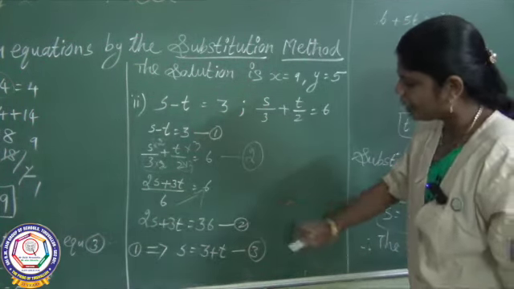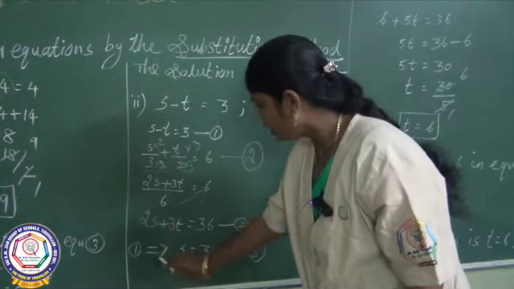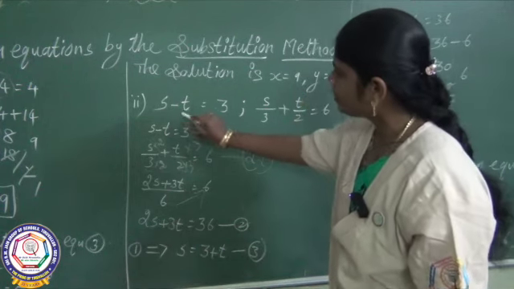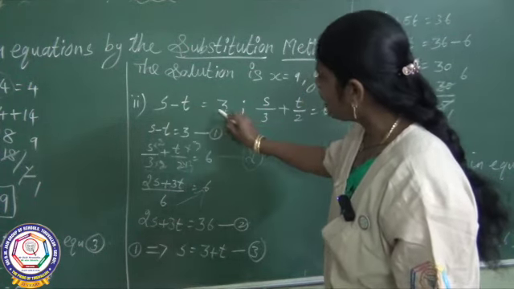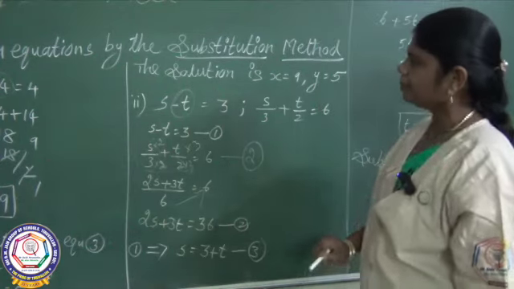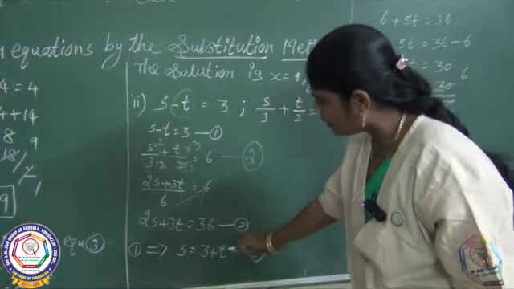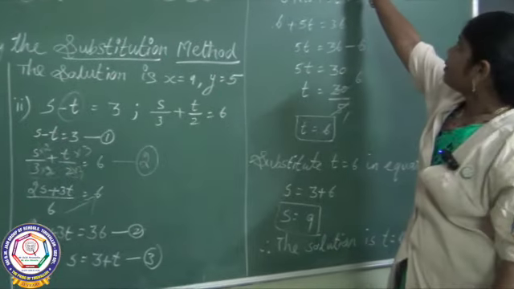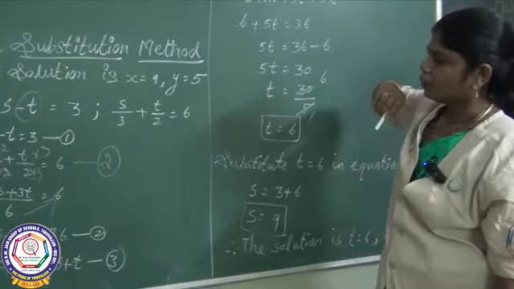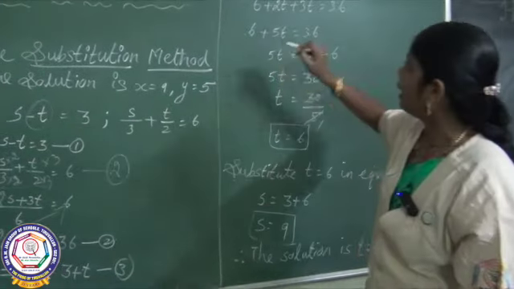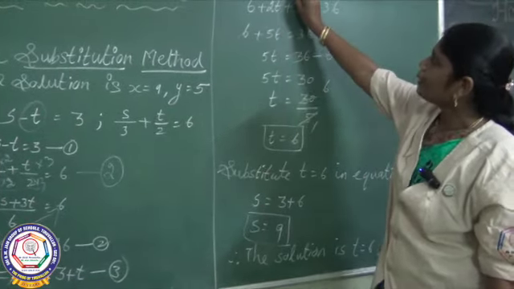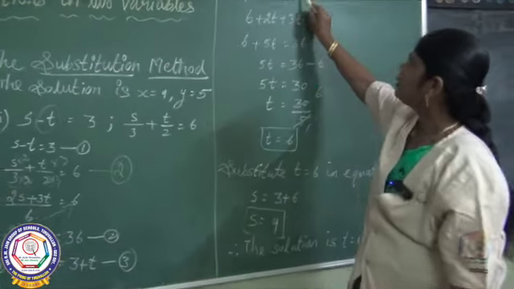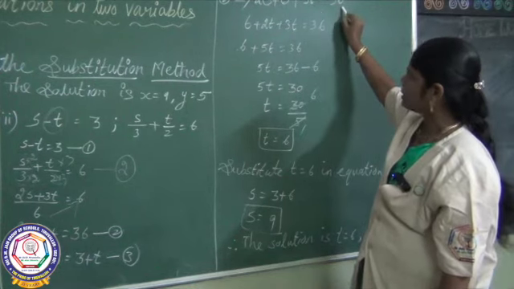This is equation 2. The first equation implies s equal to 3 plus t. Look at your first equation, s minus t equal to 3. The minus t will change to the other side as plus t. So s equal to 3 plus t. Substitute equation 3 in equation 2. The second equation implies 2 into 3 plus t. Instead of s, you substitute the s value 3 plus t, plus 3t equal to 36.